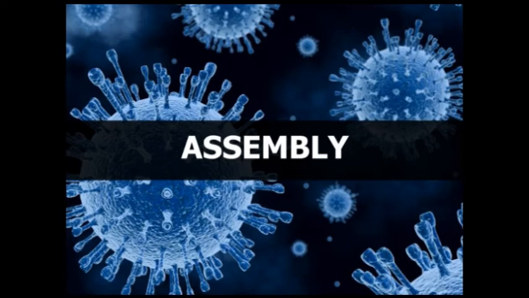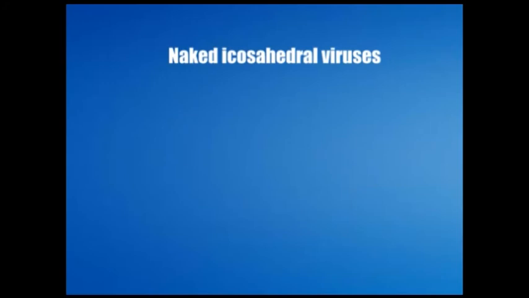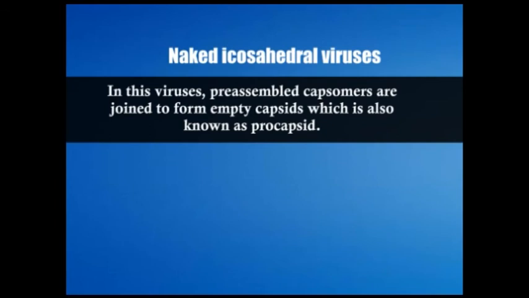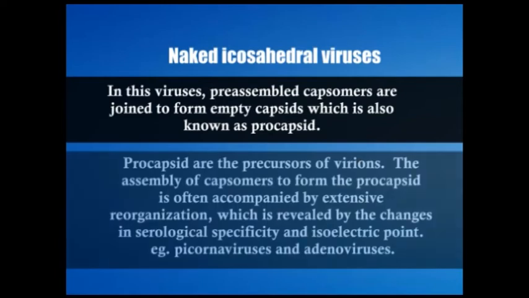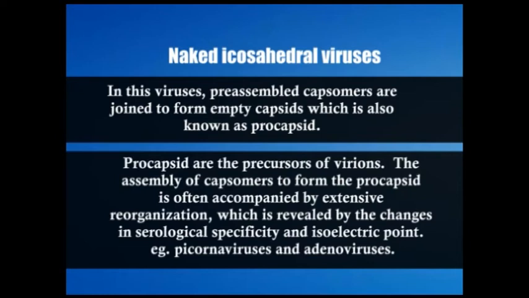So now we'll come to assembly. The process of variant assembly involves bringing together the newly formed viral nucleic acid and the structural proteins to form the nucleocapsid of the virus. Basically, three strategies are employed by the viruses. The first one is naked icosahedral viruses. In these viruses, pre-assembled capsomers are joined to form an empty capsid, which is also known as procapsid. So these procapsids are the precursors of the variants.